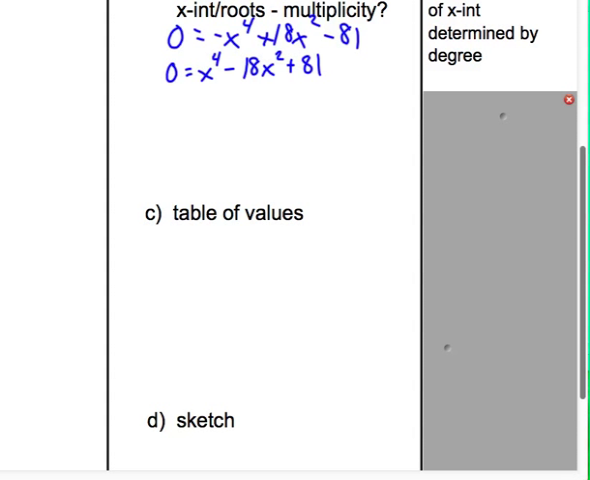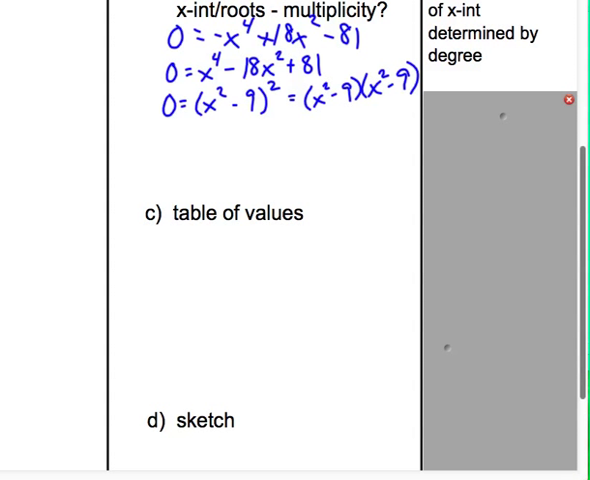Lead coefficient is 1, so we think what multiplies to positive 81 and adds to negative 18. And the answer is negative 9 and negative 9. So we have (x squared minus 9) quantity squared. For those that aren't sure where that came from, it would be the same as writing it out twice.